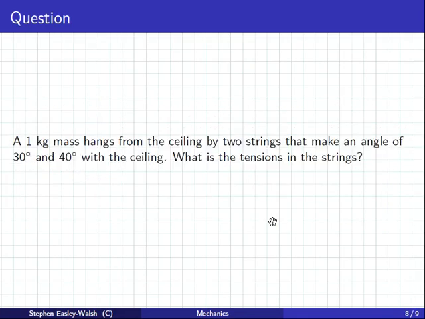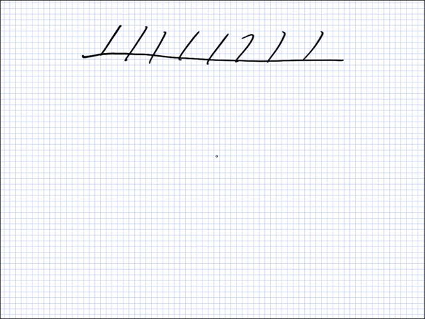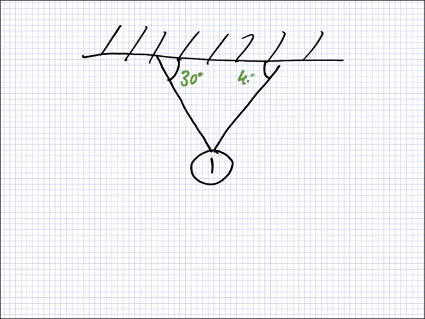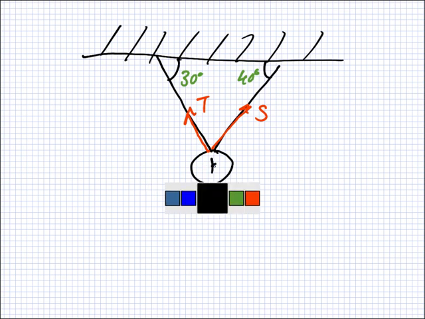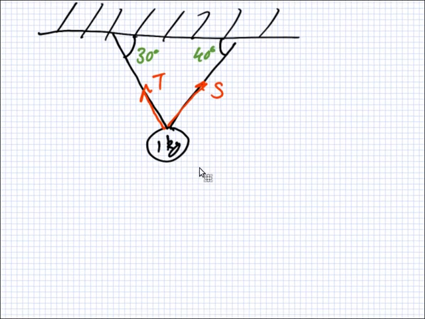This one here. A 1 kilogram mass hangs from the ceiling with 2 strings of 30 and 40. So here's the ceiling, and you have here 1 kilogram, and you have 2 strings here, and this one is 30, and this one here is 40. And my question is, what is the tension here, and what is the tension here? We understand what we're looking for?